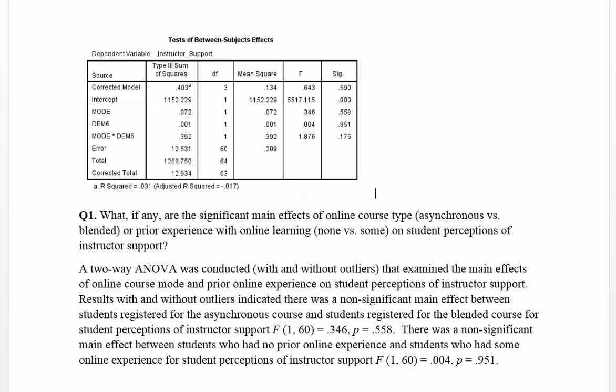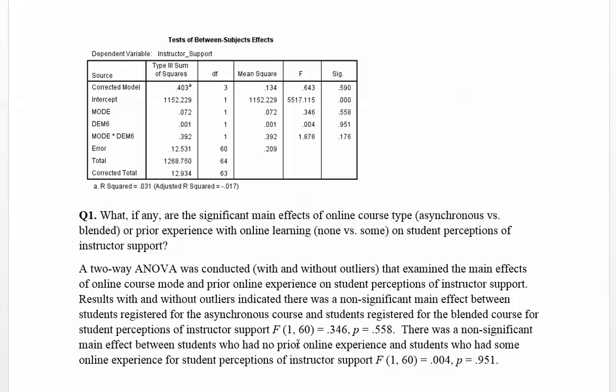So in that vein, excluding the 2 outliers, which I am talking about when I'm talking about normal distribution prior to getting to this point. So let's just assume that I'm going to explain that earlier. A 2A ANOVA, I'm looking at main effects. For mode, mode is of course asynchronous versus blended, and this DEM6, which you wouldn't know, but I know, is prior online learning. That's what that means. And that was like the 6th demographic question on there, so that's what that means.